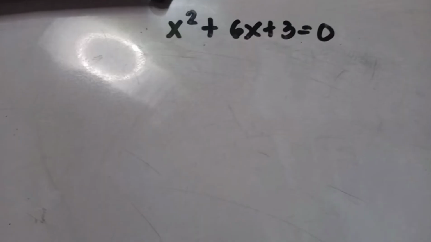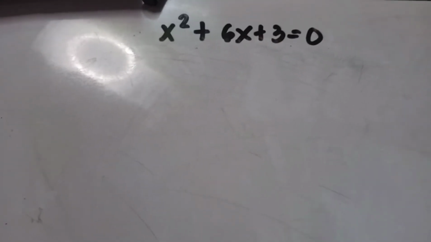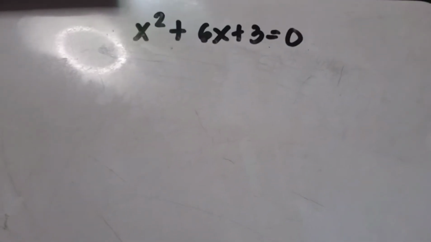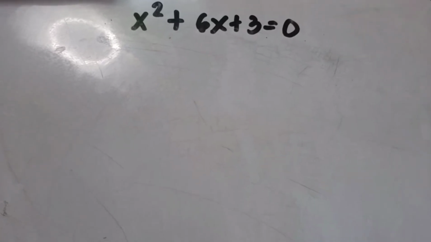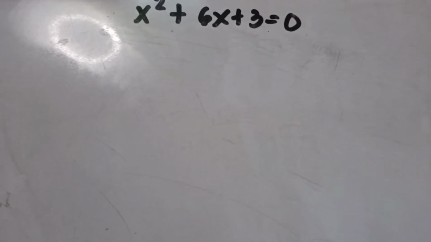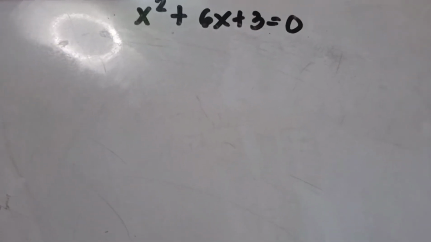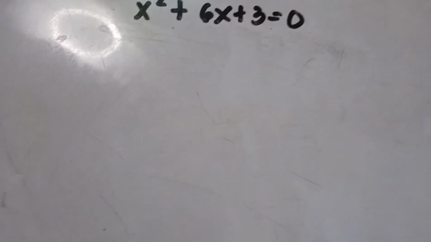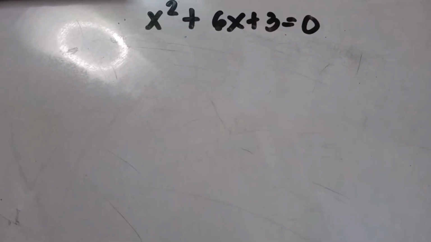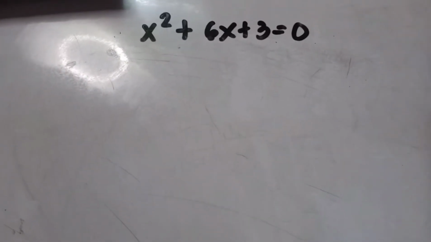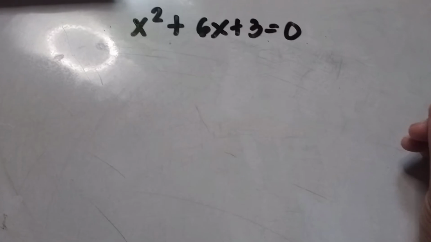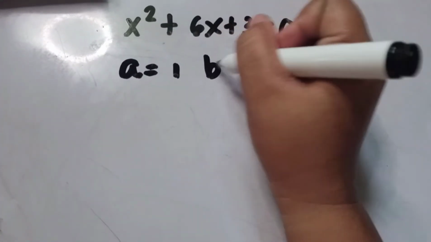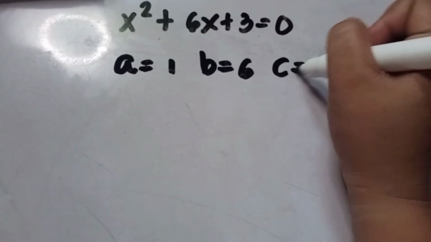We have another example: x squared plus 6x plus 3. If you notice the mathematics book from the DepEd, this is an example. I am just elaborating the example. One of our references is the Learning Guide for Mathematics 9. The first step, always remember, get the values of a, b, and c. Our a is 1, our b is 6, and our c is 3.